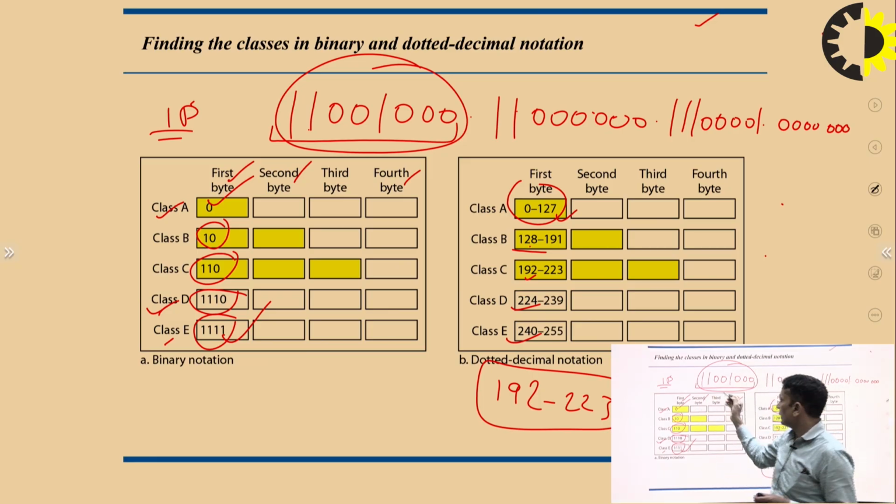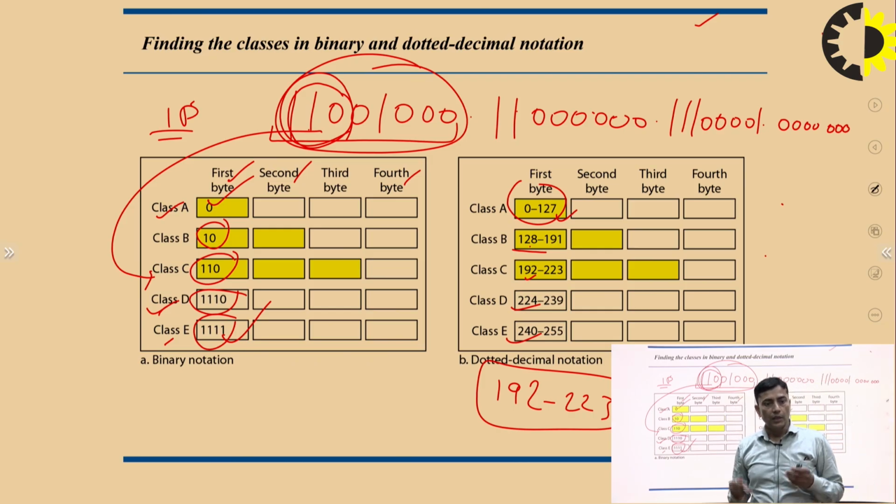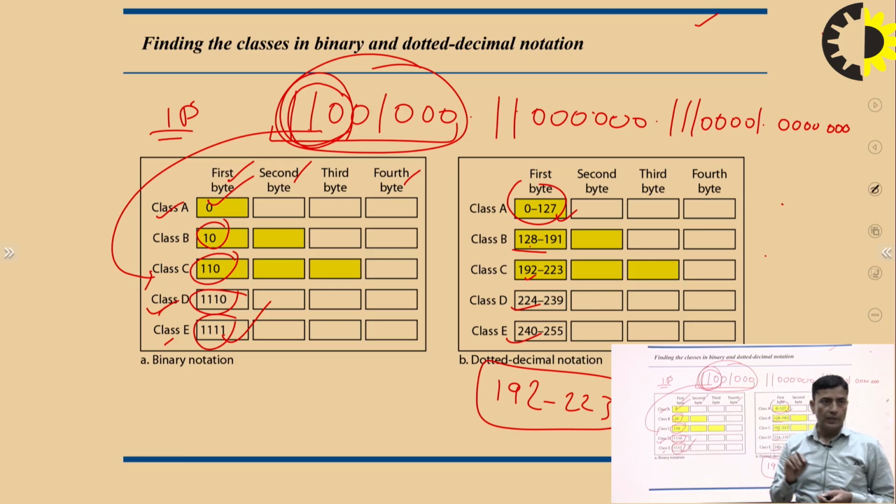Okay, so this is 110. Is it starting from 0? No, so it does not belong to class A. Is it starting from 10? No, 11 is there, so not belonging to class B. It is starting from 110. 110, yes. So this belongs to class C. By using this logic, you can easily check which particular class a given address belongs to.